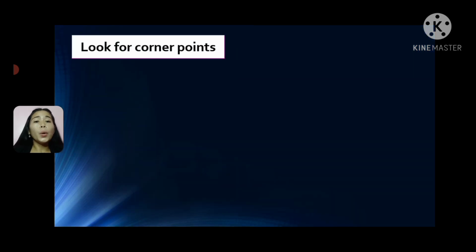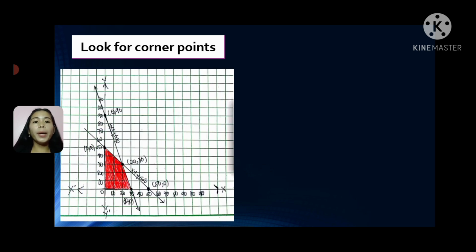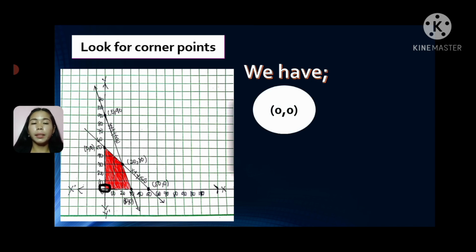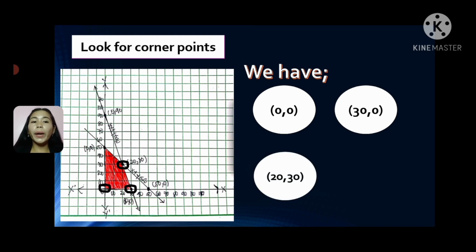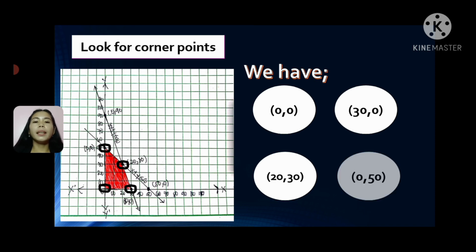Next step, we must look for corner points in order for us to find the optimum point. We have point 0, 0. Next corner point, point 30, 0. Next, point 20, 30. Next, point 0, 50.